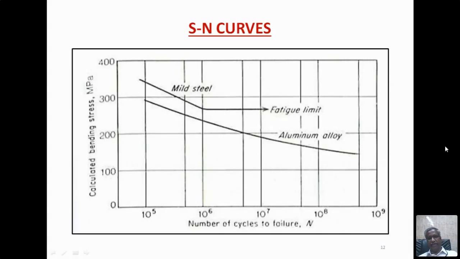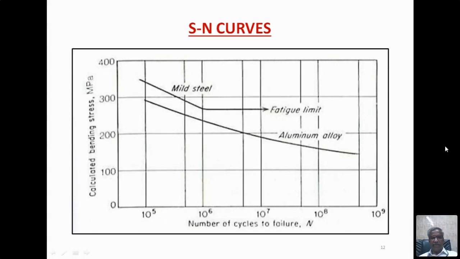Then at 300 megapascal, what is the number of cycles? It is running between 10 power 5 and 10 power 6, in the middle. That means it is nearly 5 lakh cycles. After 5 lakh cycles, it fails. And then you reduce further. At 250 megapascal, it fails at 10 lakh cycles.